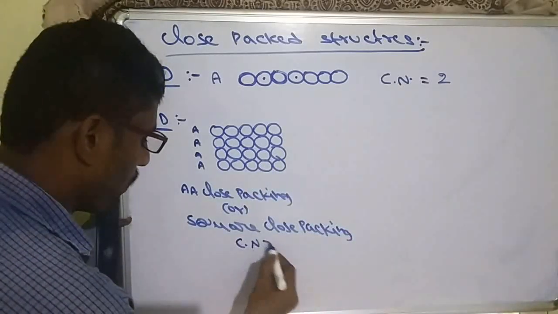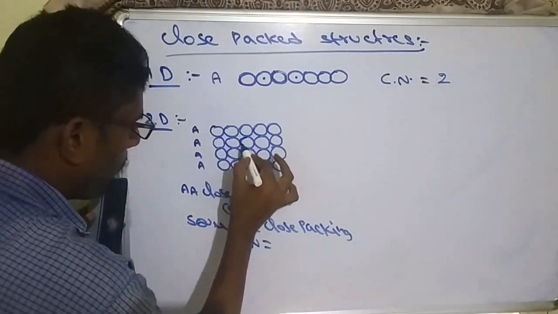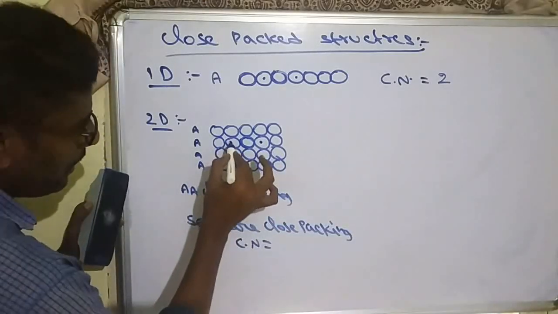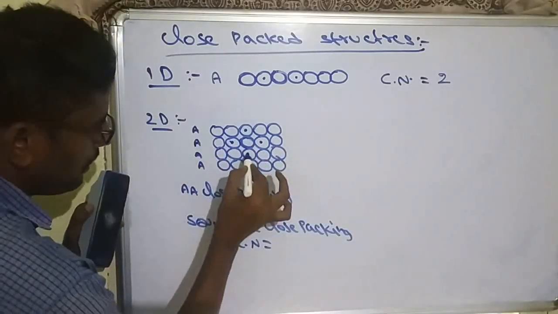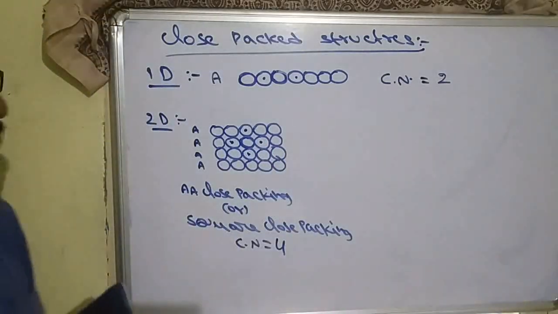Here, what is the coordination number? We can take any particle. For one particle, this is a directly contacting particle, this is, and this is. So the total coordination number will be 4.